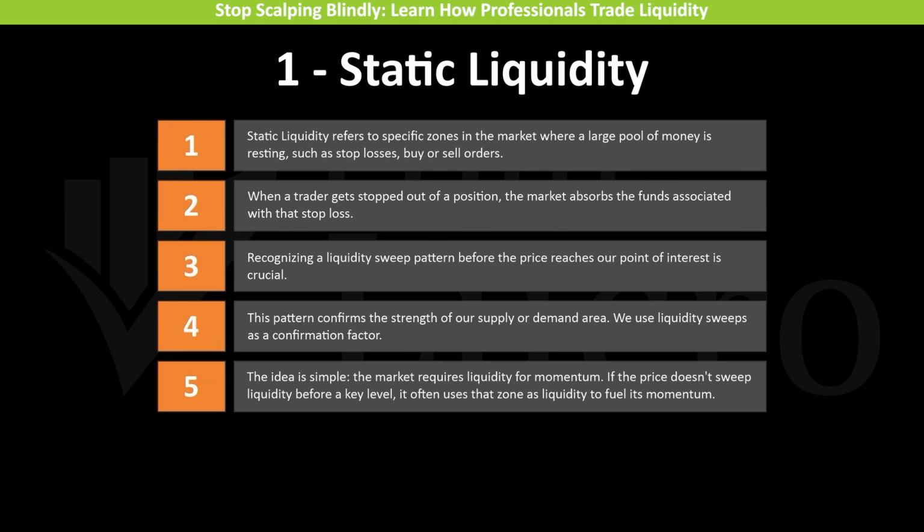Now, let's take a closer look at how buy-side and sell-side liquidity appear in the market through what we call static liquidity. Static liquidity refers to specific areas in the market where a large concentration of orders is resting, including stop losses as well as buy and sell orders waiting to be triggered. When a trader gets stopped out of a position, the market absorbs the orders associated with that stop. This is part of how liquidity is created and taken from the market, allowing price to continue moving.